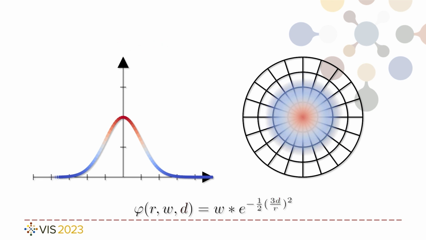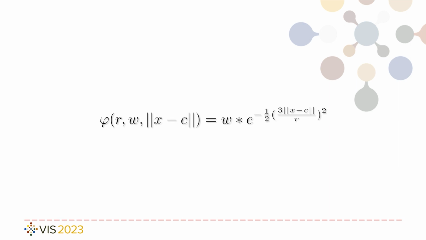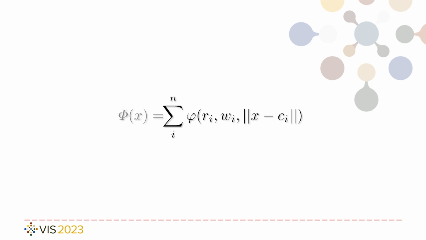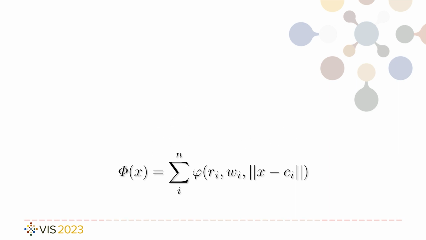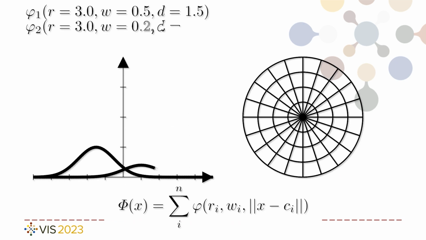In practice, we have multiple particles, and so it's convenient to replace that distance parameter d with the distance from the particle's center to the query origin. Then, we add multiple radial basis functions together to reconstruct our volumetric field. Individual radial basis functions are denoted with a lowercase phi, while their sum is represented with an uppercase phi. Let's say that we have three particles, v1, v2, and v3.